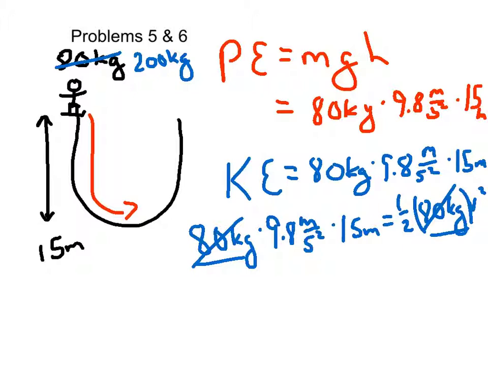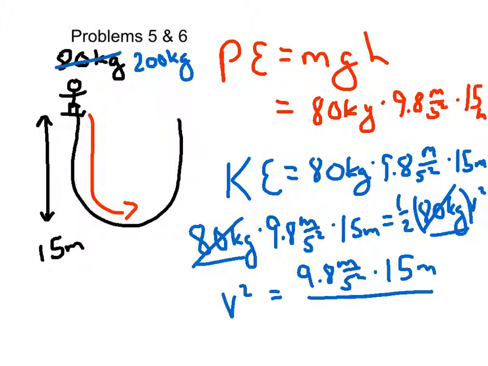Alright, so if we rearrange this to solve for v squared, that is just going to be 9.8 meters per second squared times 15 meters divided by that 1/2 factor. And then again, we have to take the square root of both sides in order to find our actual value for the velocity.